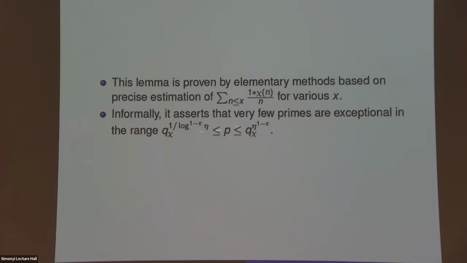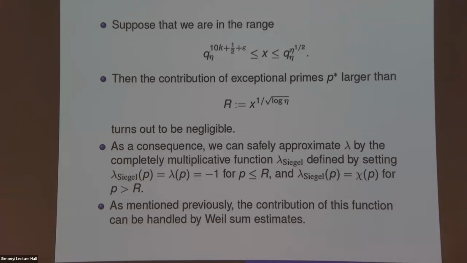But the upshot is that there's a certain large range of primes for which basically there are no exceptional primes, or very few exceptional primes. So the range is something like q to the 1 over log of the quality up to q to the quality, up to some epsilons, which I don't want to talk about. Okay, so that is a more precise statement that we use.